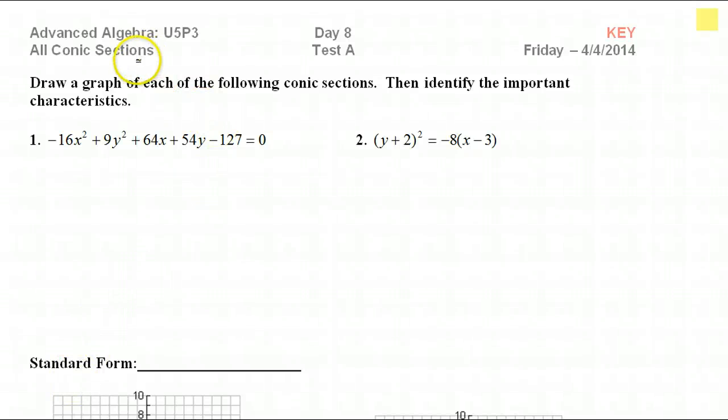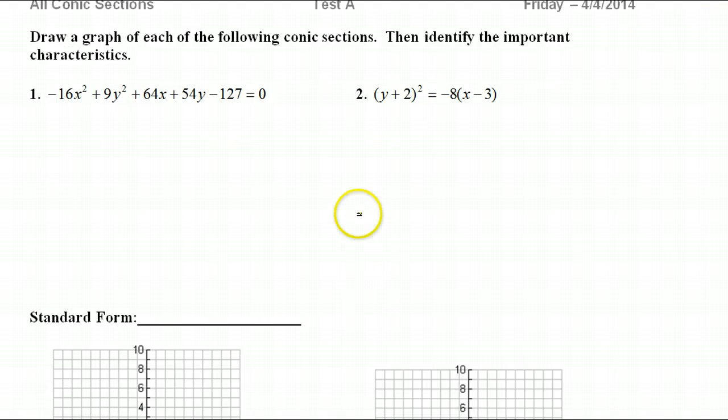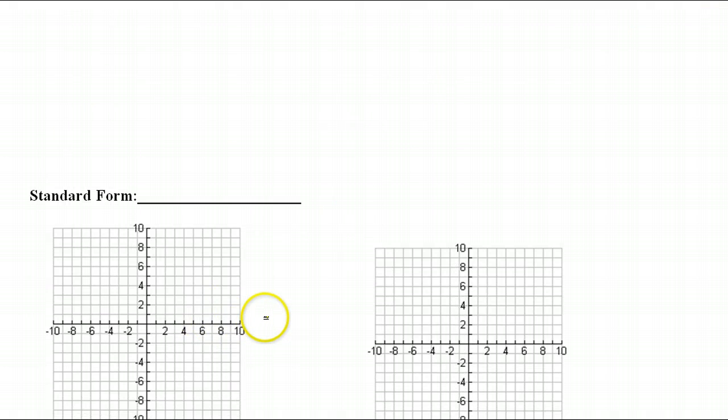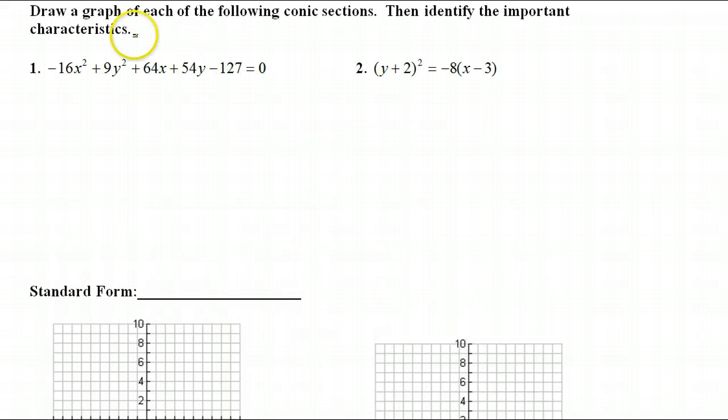Alright, this was a test on all conic sections. I'm talking circles, parabolas, ellipses, hyperbolas, the whole shebang, all rolled into one. For these first problems we need to draw a graph of each of the following conic sections and then identify the important characteristics. A few of you were skipping the graph part. You can't do that. Gotta draw the graph.